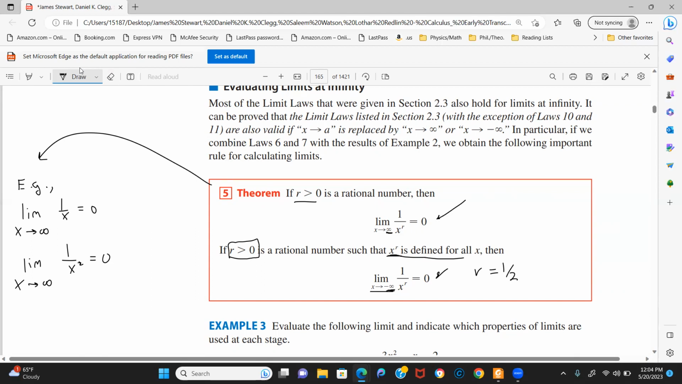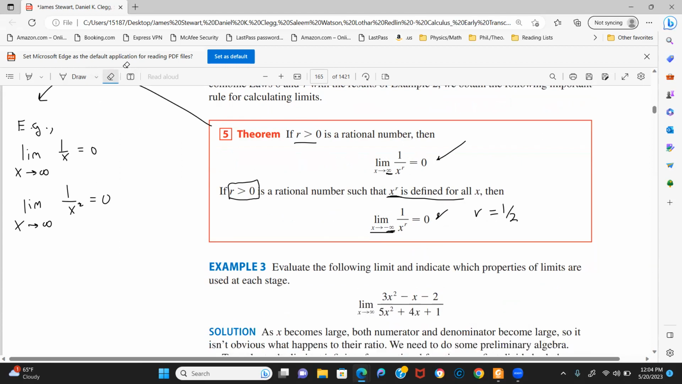Because the function 1 over square root of x isn't even defined, so it's not defined. Well, that's a good point actually. So note, this is with regards to the second point.